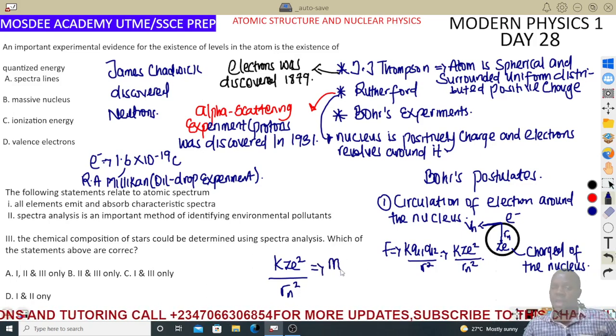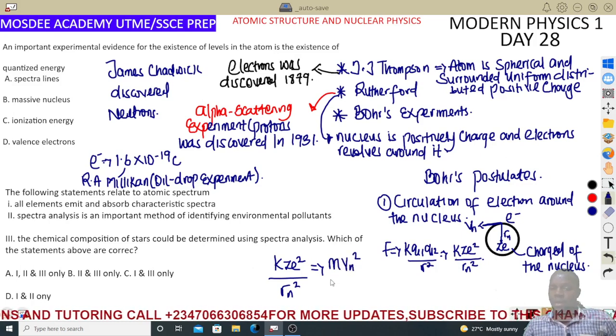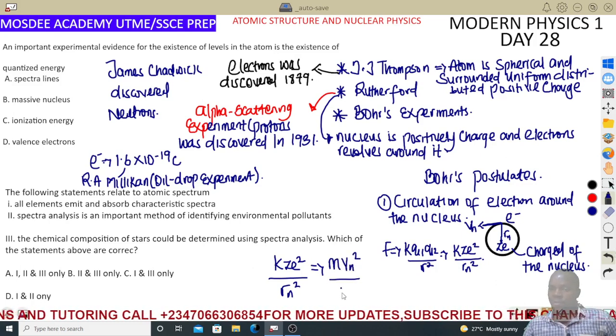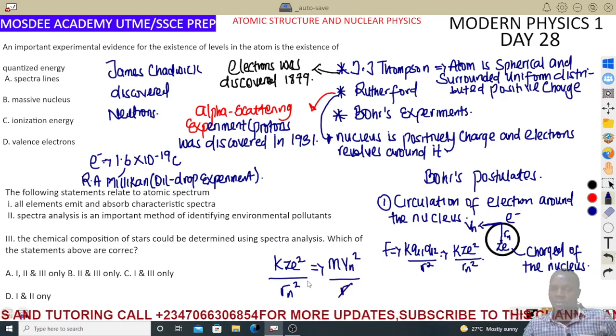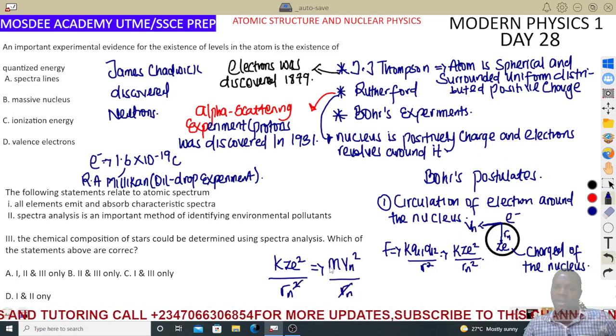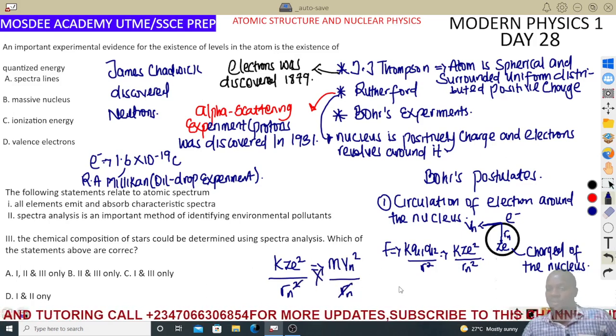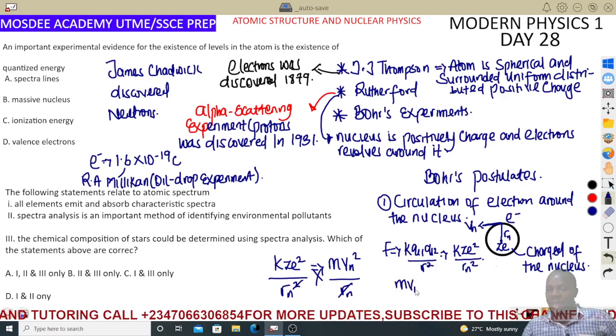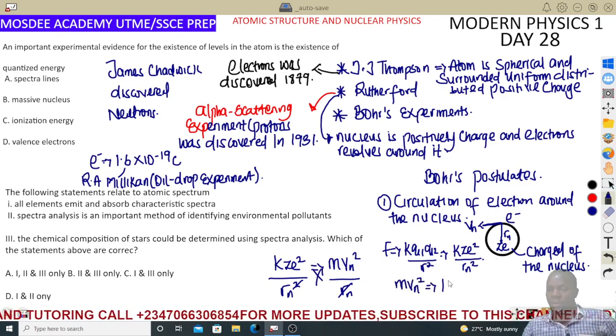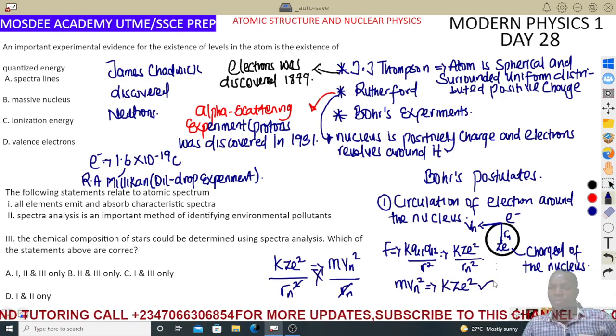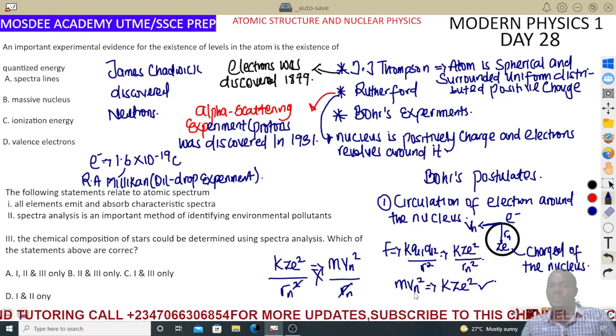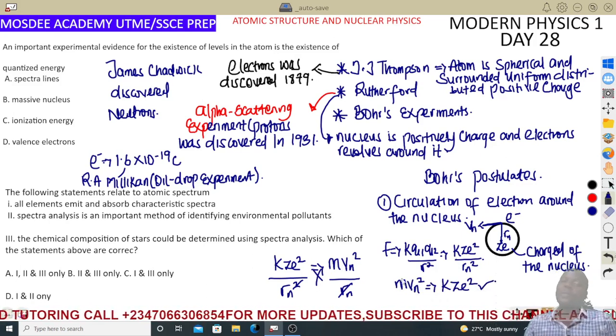So we have m vn squared by r, mv squared by r. So this gets cancelled out, cancel this square, this is Rn. So the first hypothesis was basically m vn squared is equal to kZe squared. So this was what he was talking about in the first postulate of Bohr, which you need to keep in mind.